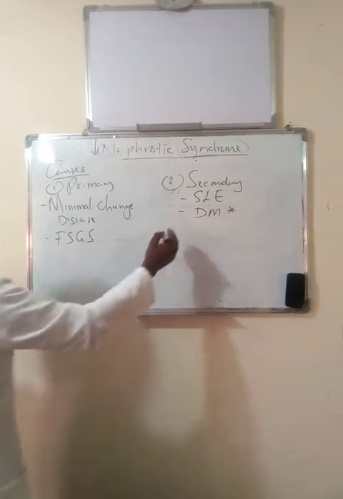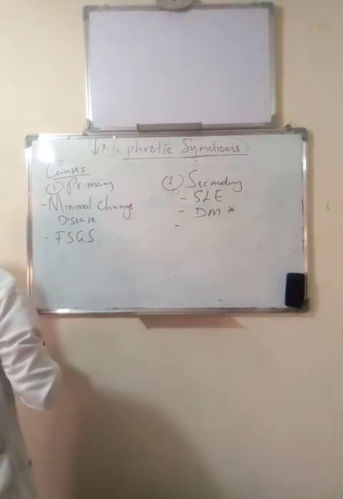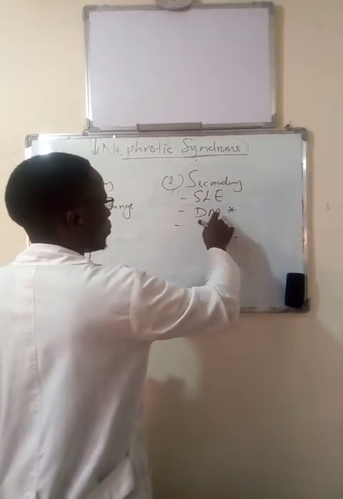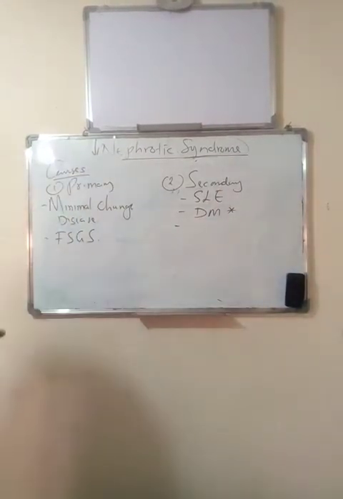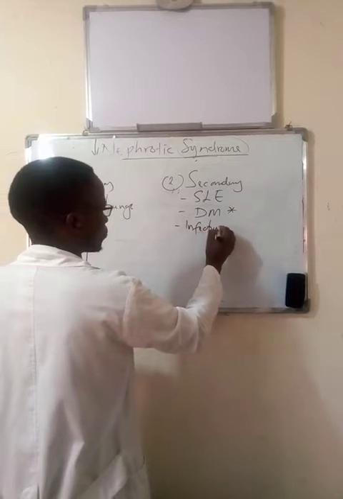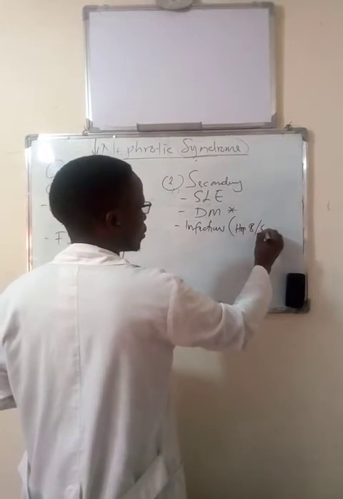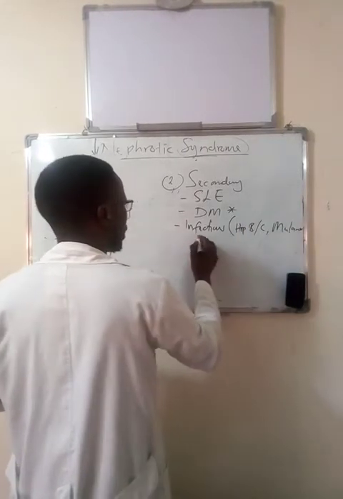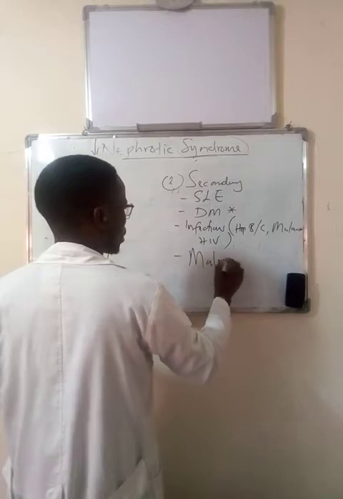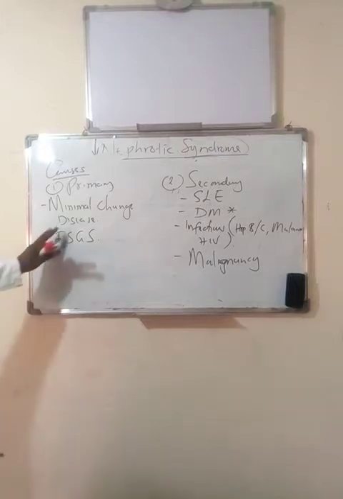Diabetes mellitus is going to cause nephropathy, hence it is called diabetic nephropathy. Then we can also have infections, such as hepatitis B and C, malaria, and HIV. Also malignancy; there are types of malignancies that can cause that. So these are the causes.